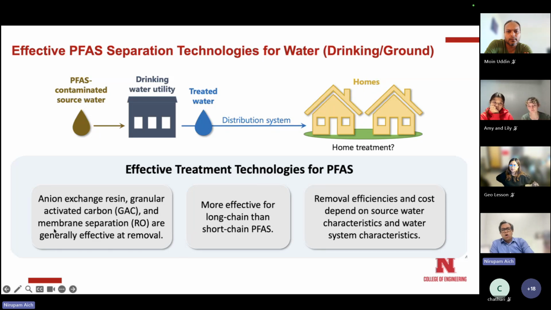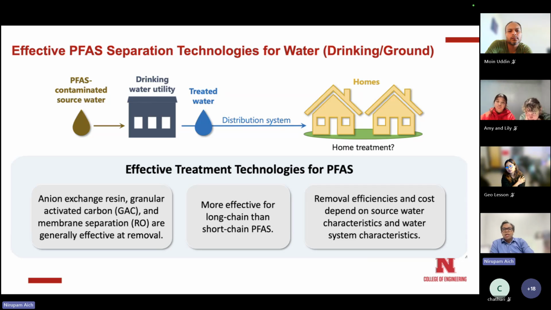One thing that happens is that all these technologies are really good for taking out PFAS, like not RO, but RO can take out almost anything. But activated carbon or ion exchange are more effective for long chain PFAS, but not for short chain PFAS. And again, what I said, the other part of it is how efficient these technologies are for taking out PFAS will depend on what type of water you have. Do you have salt in it? If the pH is changing, all these things will also dictate the cost.